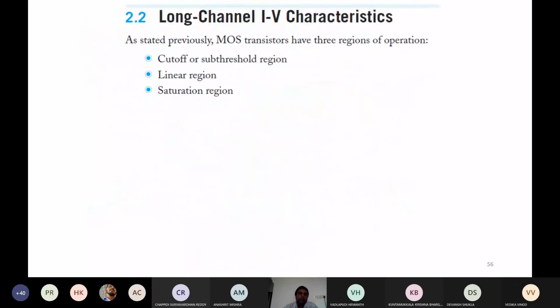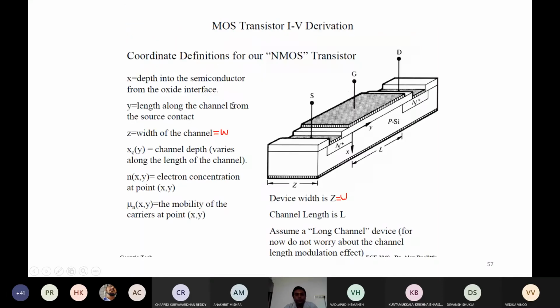So here, in the cutoff region, because we are considering a long channel transistor and we are not considering any non-ideal effects like leakage current or sub-threshold operation, basically below threshold we are considering zero current. So here there is no derivation, but in the linear region and saturation region we have to derive the IV characteristics.